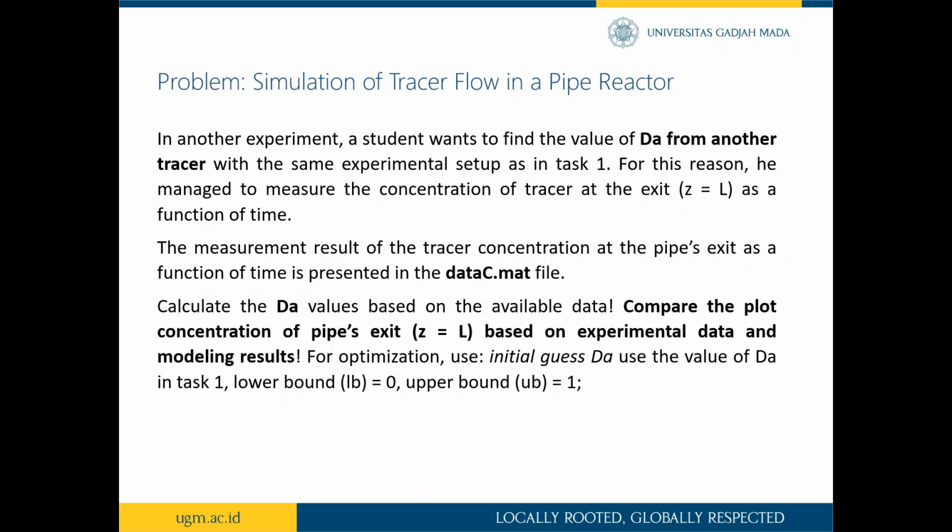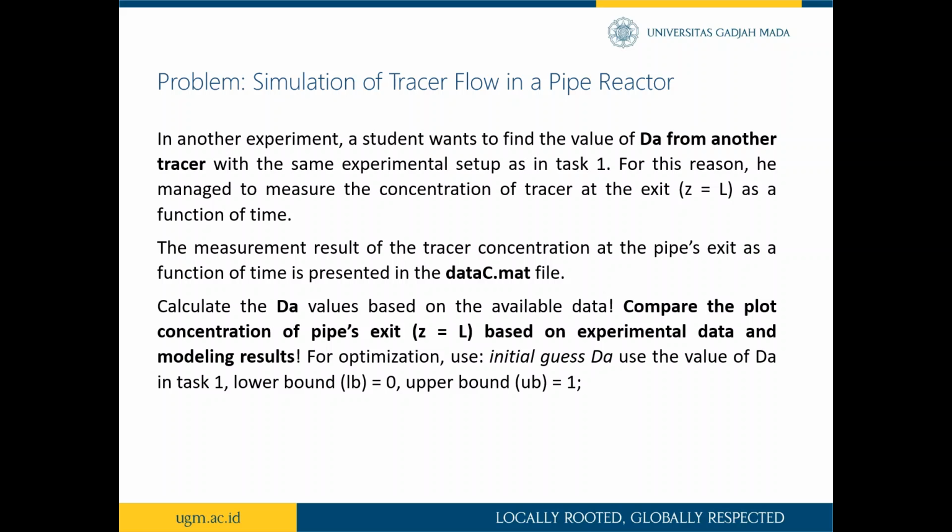So here is the description of the problem. In another experiment, a student wants to find the value of dA from another tracer. This is another type of tracer that has been used in the same experimental setup as in task 1. For this reason, he managed to measure the concentration of tracer at the exit, or at Z equal to L, as a function of time. As you all know, the index of the outlet of the reactor is denoted as nz plus 1. So when you refer to exit concentration of the tracer, that's basically at the index of nz plus 1. The measurement result of the tracer concentration at the pipe's exit as a function of time is presented in the data C mat file. This data is made available.